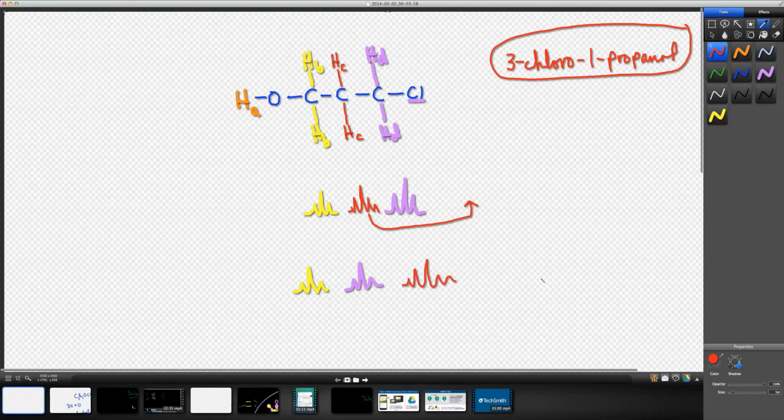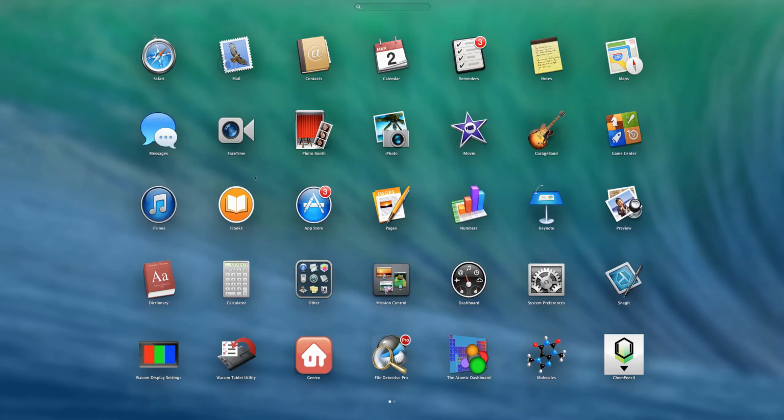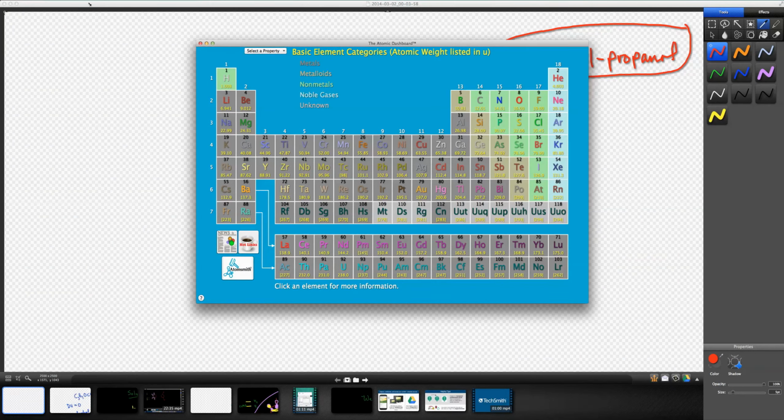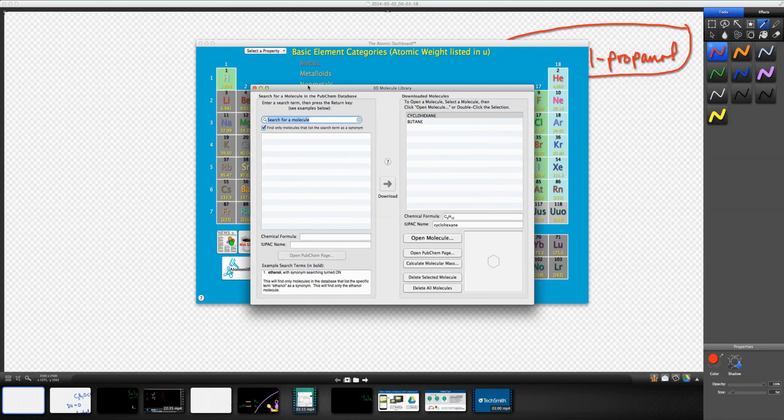Now, just to tie this lesson, since we're about at the end here, these are 2 really good examples of how you can solve for NMR structures. Let's tie this all together and look at something that's pretty interesting, and that is conformation. So what I want to do is see if we can find 3-chloro-1-propanol. And we do. So I'm going to download this molecule.